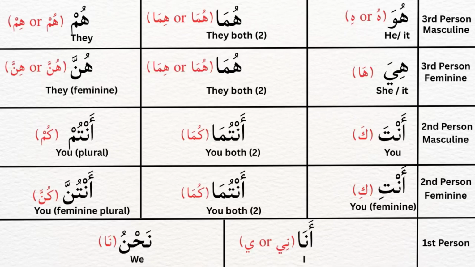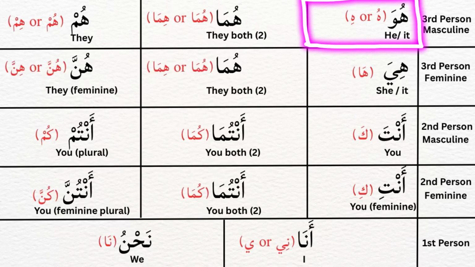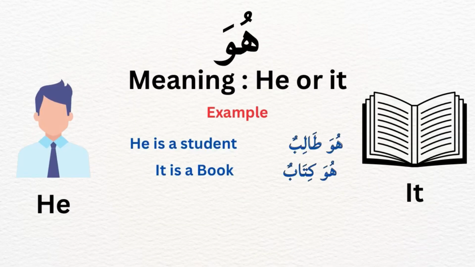Let's start with the third person, which means you are talking about someone else, not yourself and not the person in front of you. So the topmost right, number one, is huwa. This is used for a single male. In English, it means he, and sometimes it also means it if the object is masculine in Arabic.